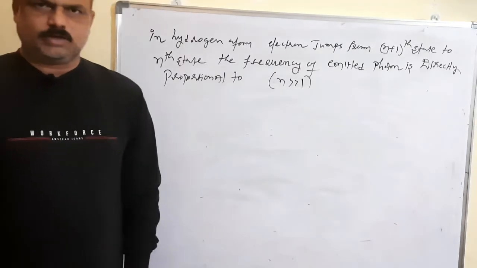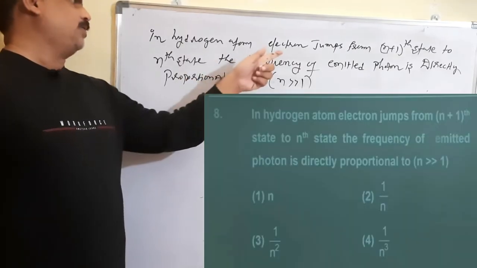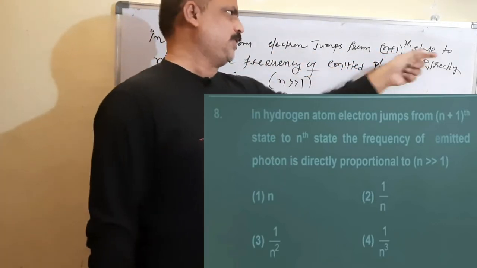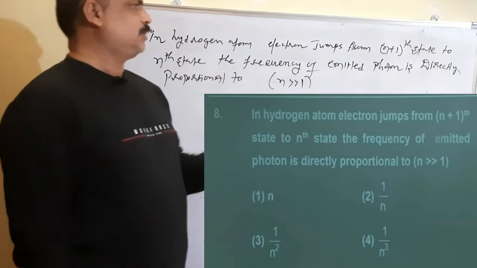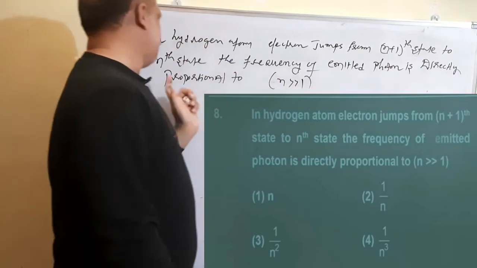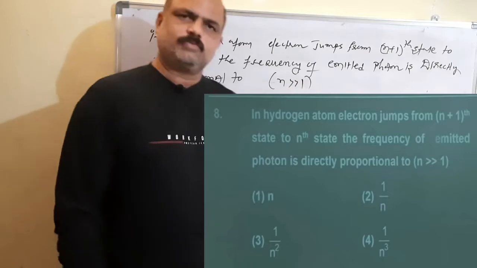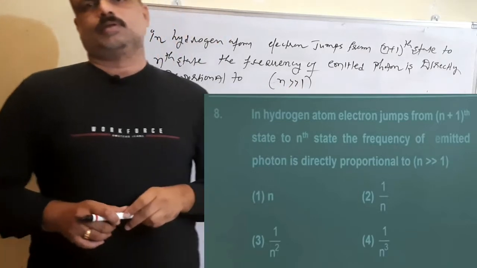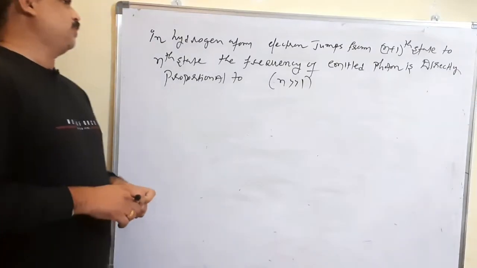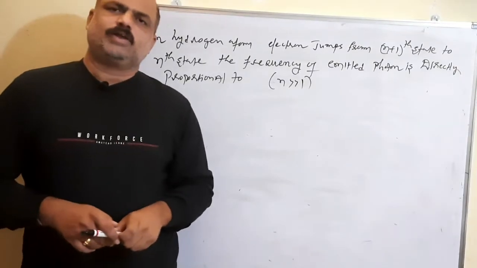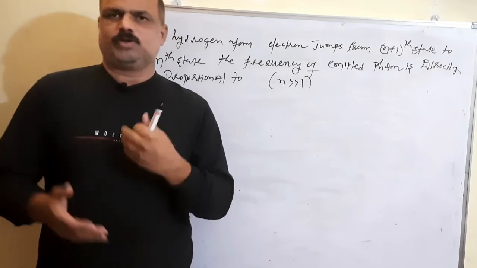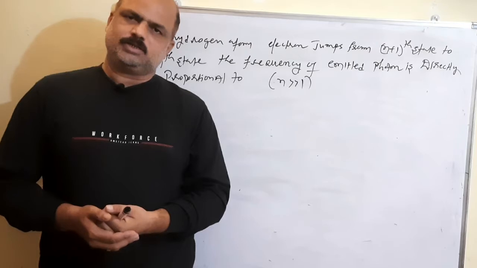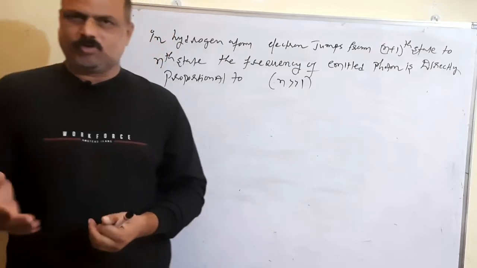Okay, let us solve the next question. In a hydrogen atom, an electron jumps from the (n plus 1) state to the nth state. The frequency of the emitted photon is directly proportional to which of the following options? Here n is greater than 1. So we know that whenever an electron jumps from a higher orbit to a lower orbit, it loses some energy. That loss in energy appears as a photon of energy.